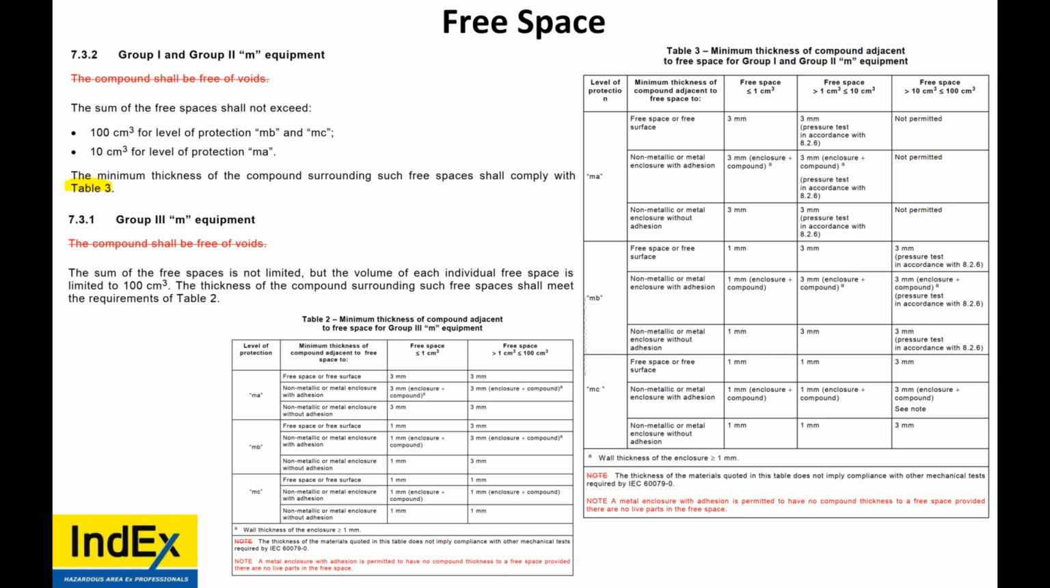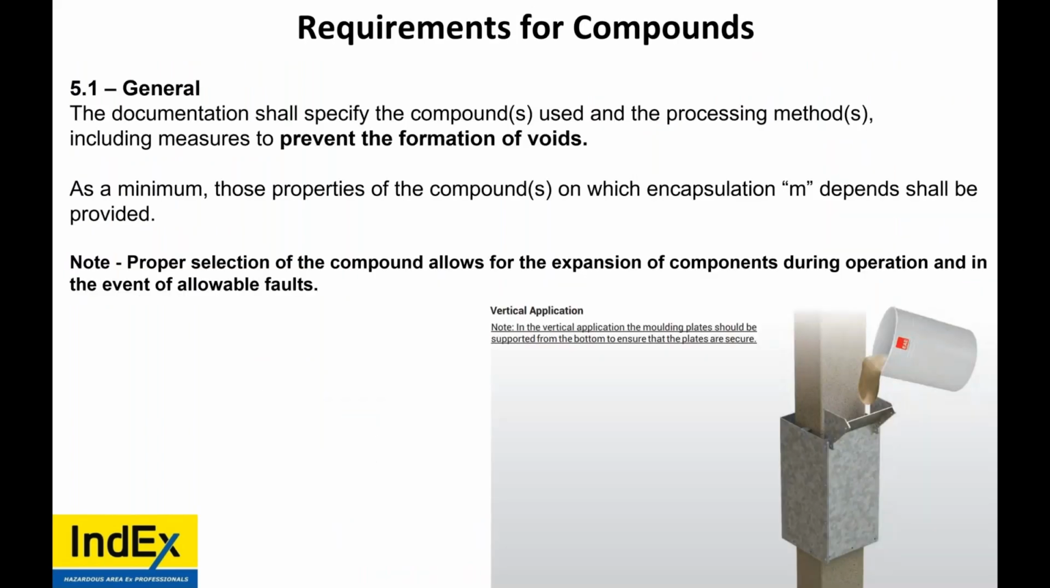So when you go into free space, there are a lot of requirements, such as the maximum size of free space depending on the size of the enclosure. So we have a minimum thickness of compound adjacent to a free space. We're looking at 3 millimeters or 1 millimeter. That's for group 1 and group 2. Then for group 3, for dusts, there are other requirements. So voids, well, it's the same thing. So, requirements of compounds.